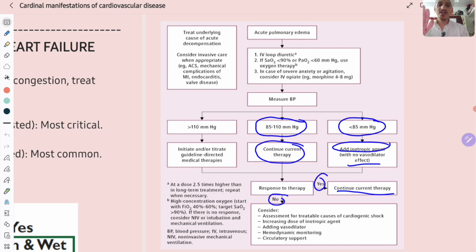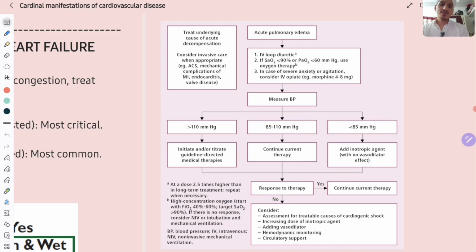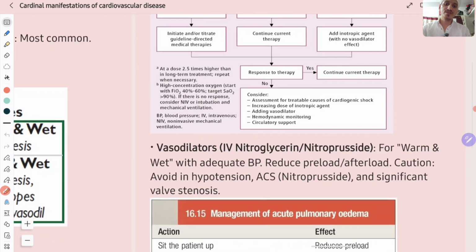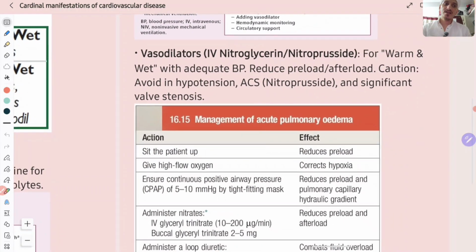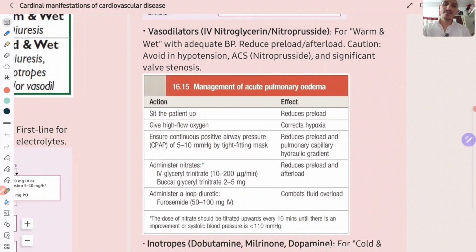Now, if the patient is having a good response, you are continuing that. If the patient is not having response, then consider assessment of treatable causes of cardiogenic shock. Increase the dose of inotropic agent, add a vasodilator, hemodynamic monitoring, and circulatory support. So this is a very important chart which I am discussing from different standard textbooks. Okay, so that's one thing, the diuretics which you will give in patients.